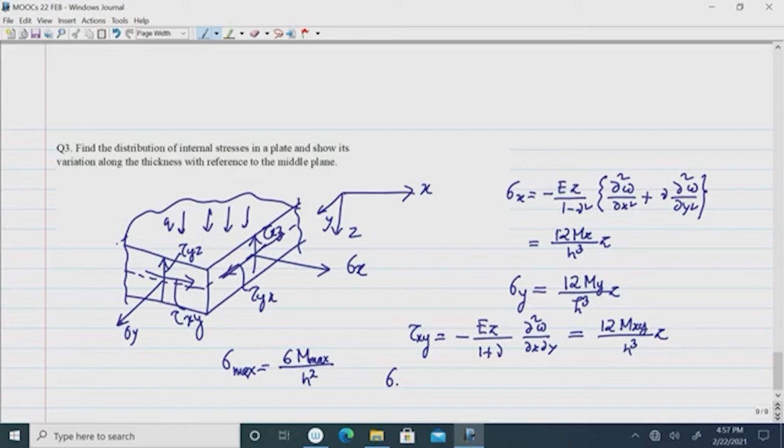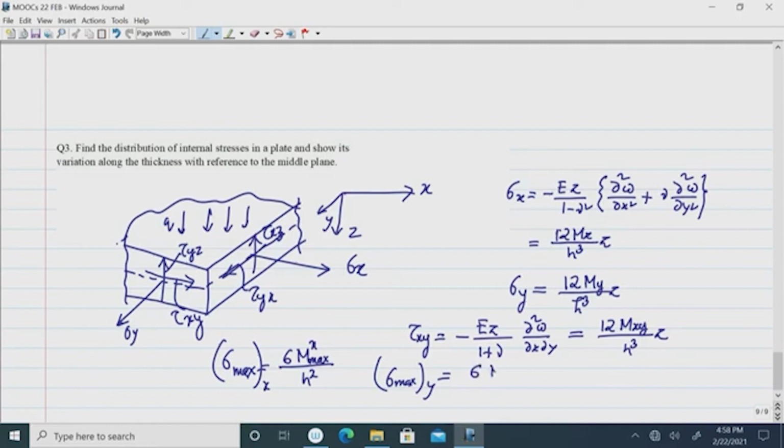Similarly, sigma max y is also found in the same way, where this is the bending moment in the x direction.